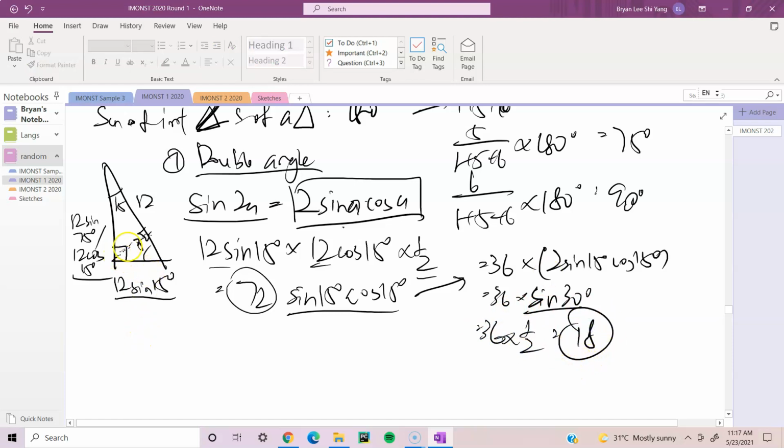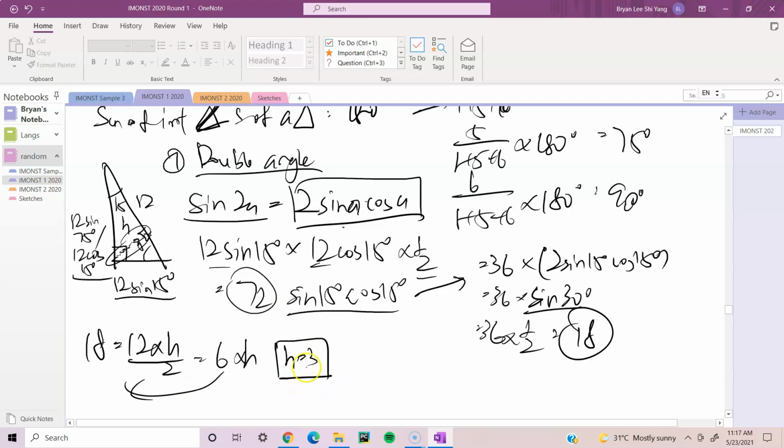So now, letting this height that we want to find be h, we know that 18 equals 12 times h divided by 2, which equals 6 times h, right? So we just move 6 to the left side, meaning divide both sides by 6. Now we will get h equals 3. So this is one of the solutions.